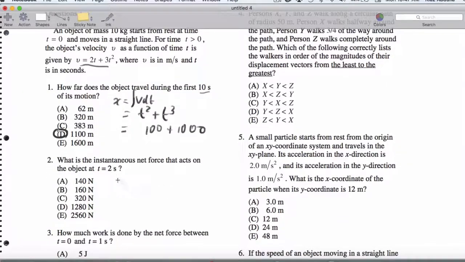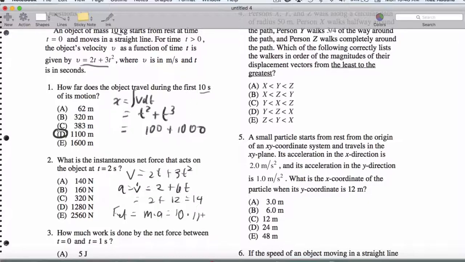Continuing, problem number 2. We want to know what the instantaneous force is. So we know that this is v, 2t plus 3t squared. Let's get the acceleration. That's going to be the derivative, so that's going to be 2 plus 6t, and so that is going to be 2 plus 6 times 2 is 12, which is 14, and so the net force is going to be m times a, that's going to be 10, the mass, times acceleration, which is 14, and that gives us 140 newtons.